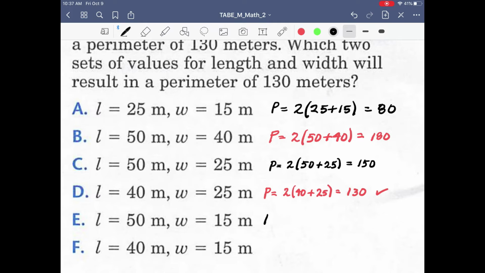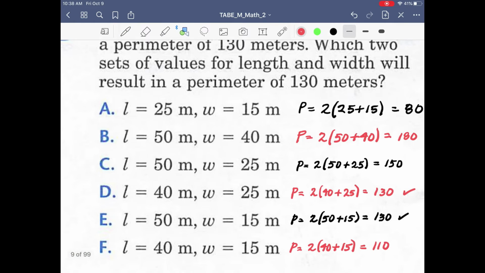And then I have P equals 2 times 50 plus 15. 50 plus 15 is 65, times 2 is 130. I like that one. And then P is 2 times 40 plus 15. That's 2 times 55 is 110. So the two answers that we're looking for are D and E.